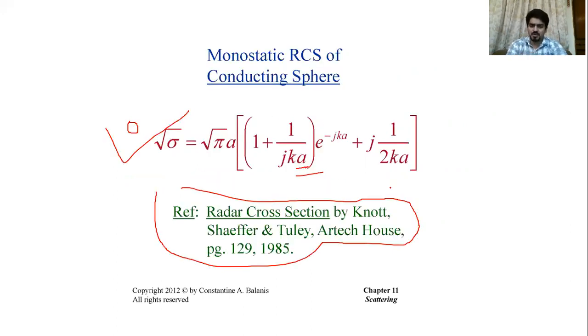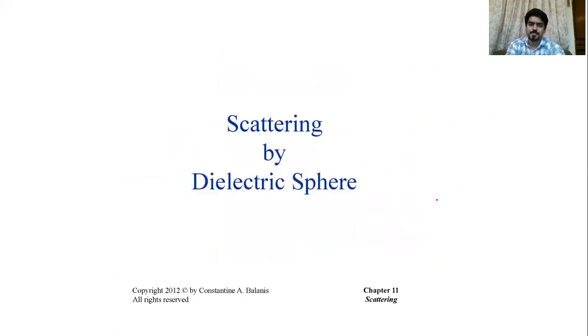And one more thing, this is a very good book. One should read this book if someone is working in radar cross section. It's a very good book. Now, we can follow the same procedure for the dielectric sphere. As of now, whatever we have derived is for the perfectly conducting PEC sphere. Now we can extend the same procedure for the dielectric sphere.